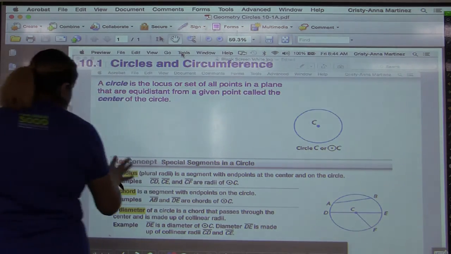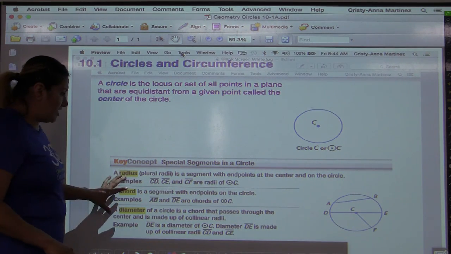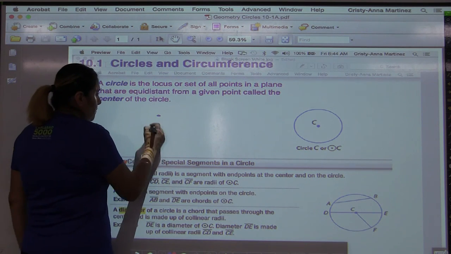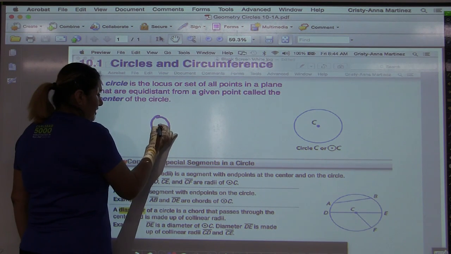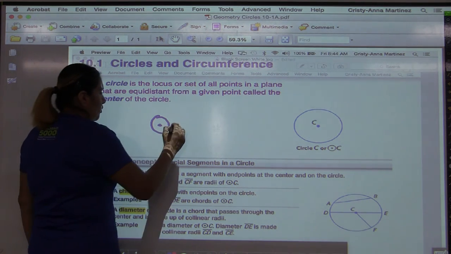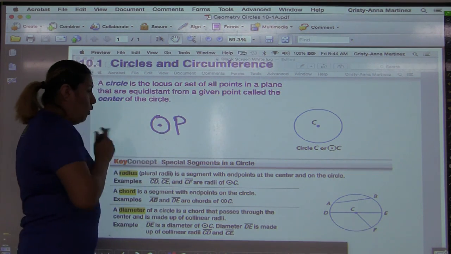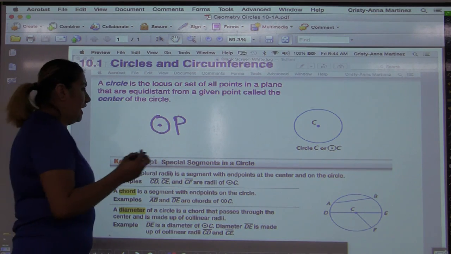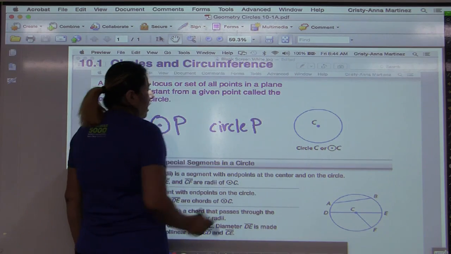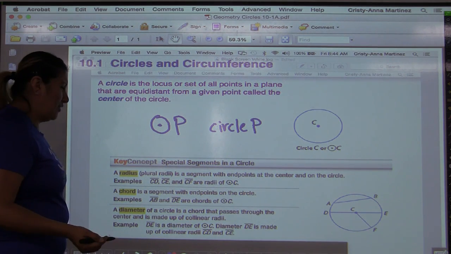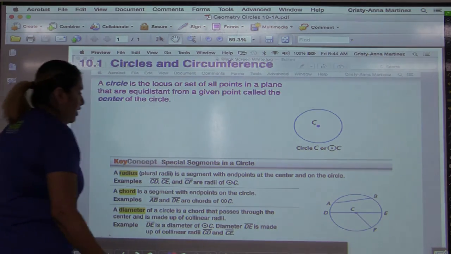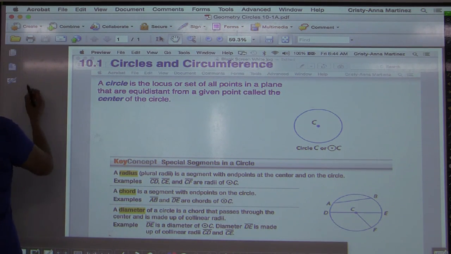You'll also notice from this information how we name circles. We draw a circle and put a center inside of it, and that's our symbol for circle. So if I say circle P, I would draw it like that. Or if you prefer, you can write out the words circle P, but that would just take longer, so who would want to do that? So that is the first part of what we're going to do, and now we're going to go to some examples.